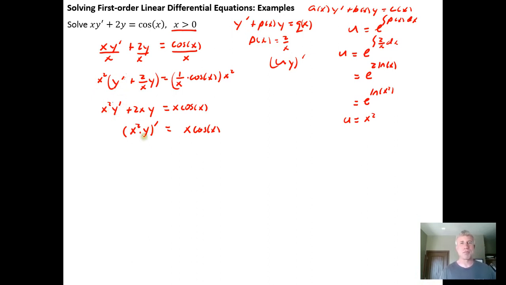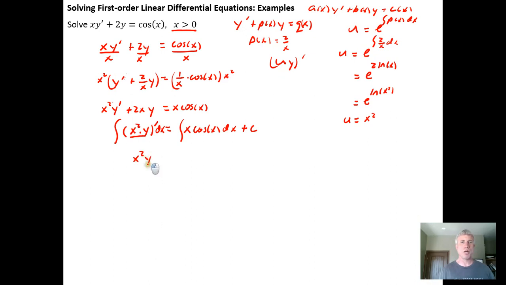So x squared times y prime plus, and then it would be the derivative of x squared, which is 2x times y, just applying the product rule. So it checks. And once this is a derivative, I can undo the derivative by integrating it. So we'll integrate both sides with respect to x, and when we integrate we get a constant of integration. And when we integrate a derivative, we just get back what we started with. The integration and derivation will cancel each other essentially.